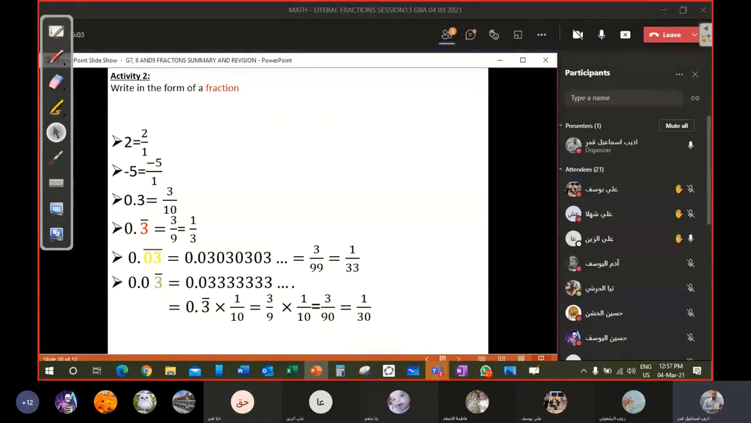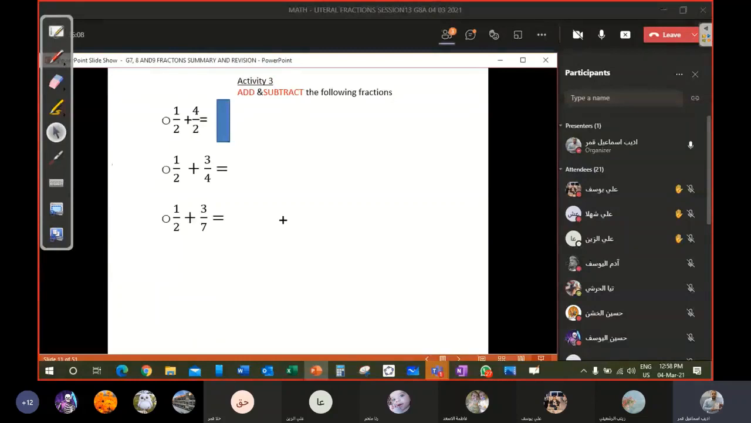We will work on more of these. Let us continue with this presentation. Activity 3. Add and subtract the following fractions. Who can give me the answer for the first one? Adam, Yusuf. Okay, help me to work the first two fractions. 1 over 2 plus 4 over 2.